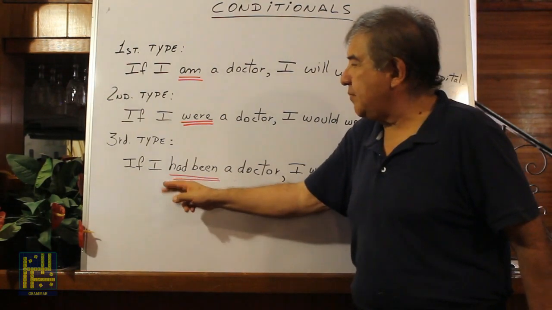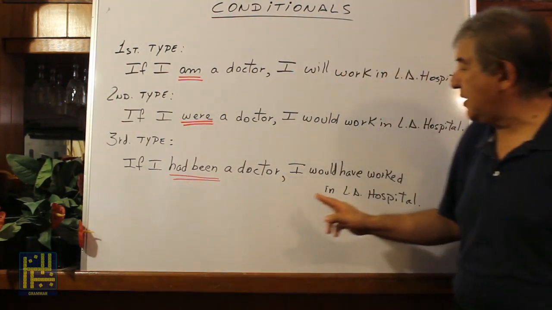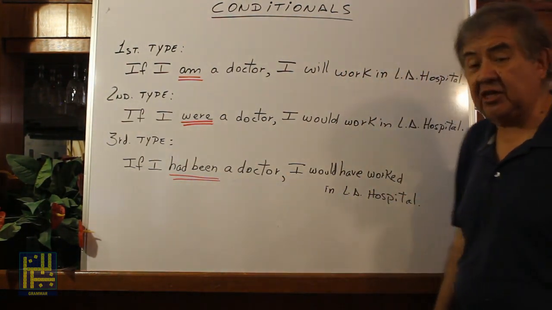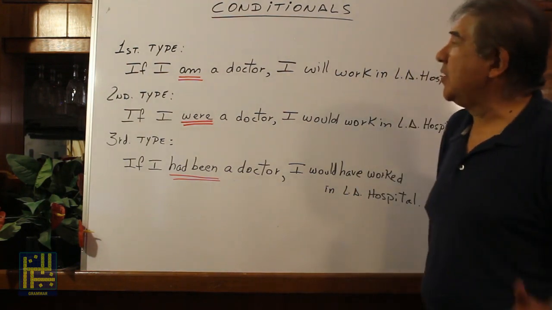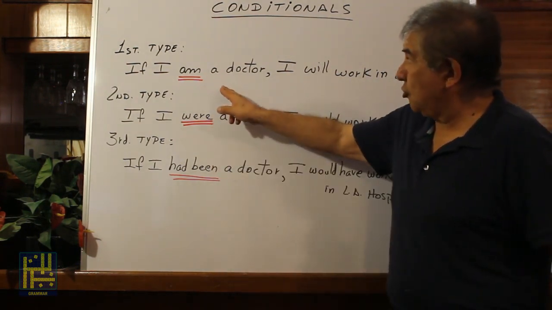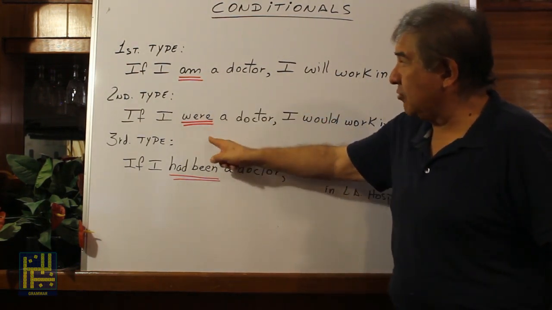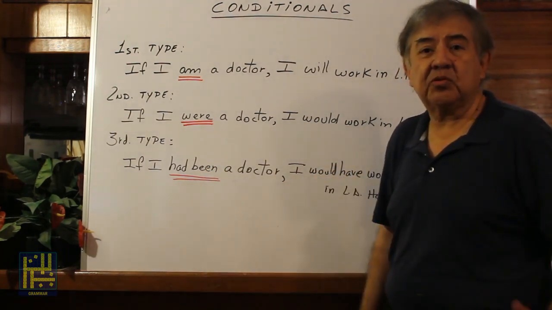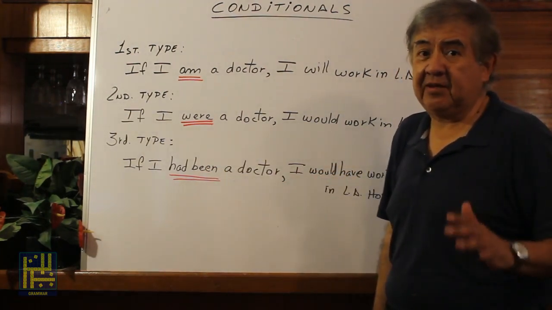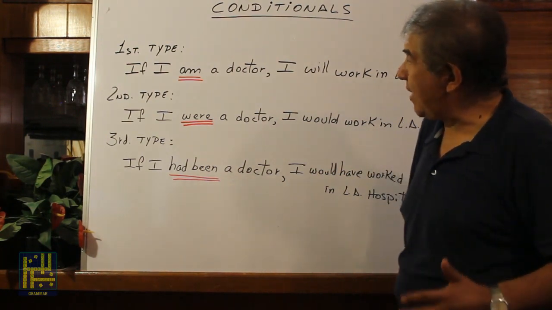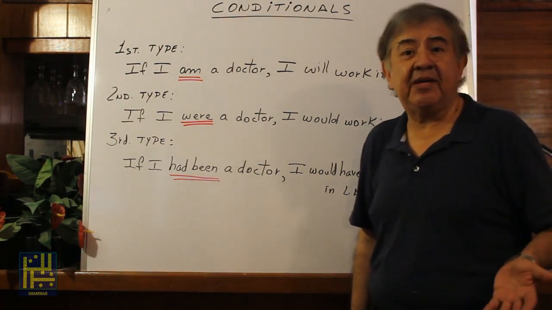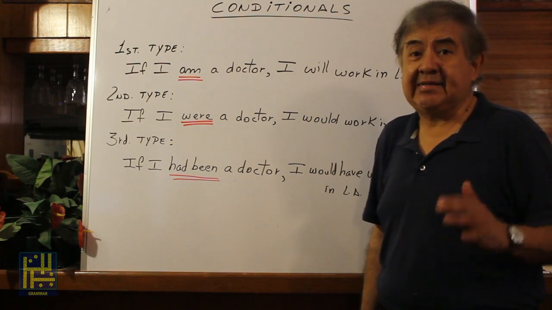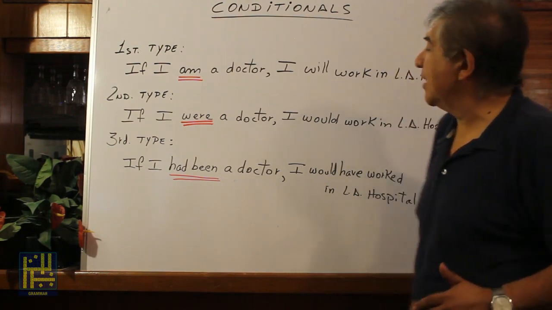And in the third type, if I had been a doctor, I would have worked in Los Angeles Hospital. Remember the translation. Si soy doctor, si fuera un doctor, si hubiera sido un doctor. Those are the most important translations for these typical sentences. And this is what happens when we use the verb to be in the conditional sentences. Okay?